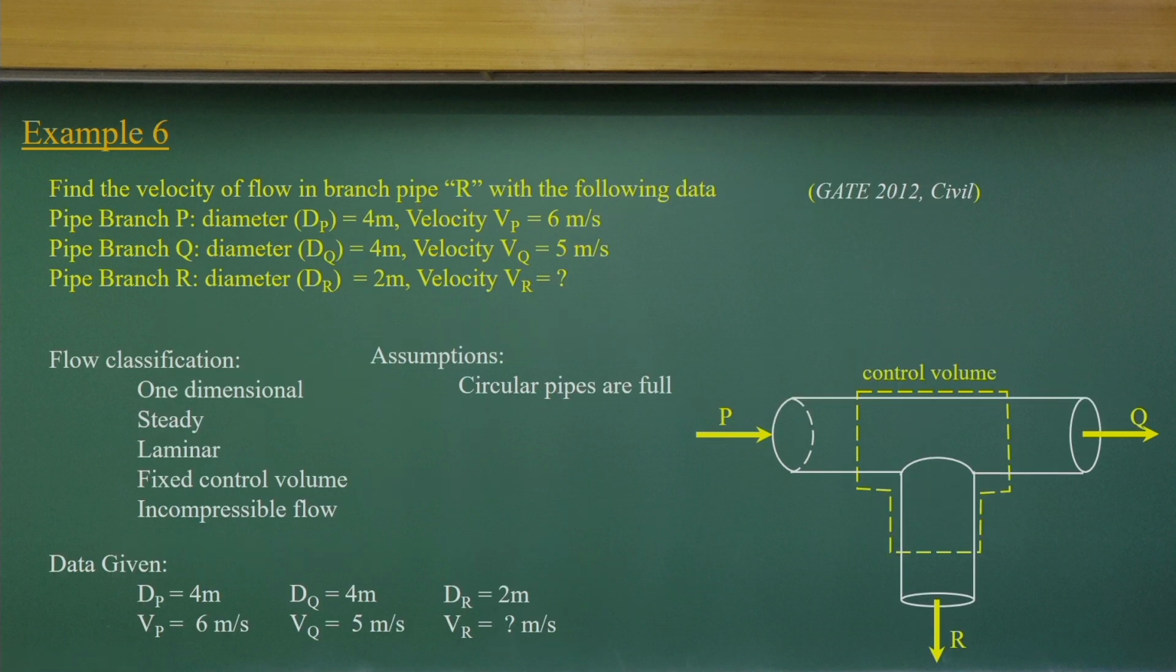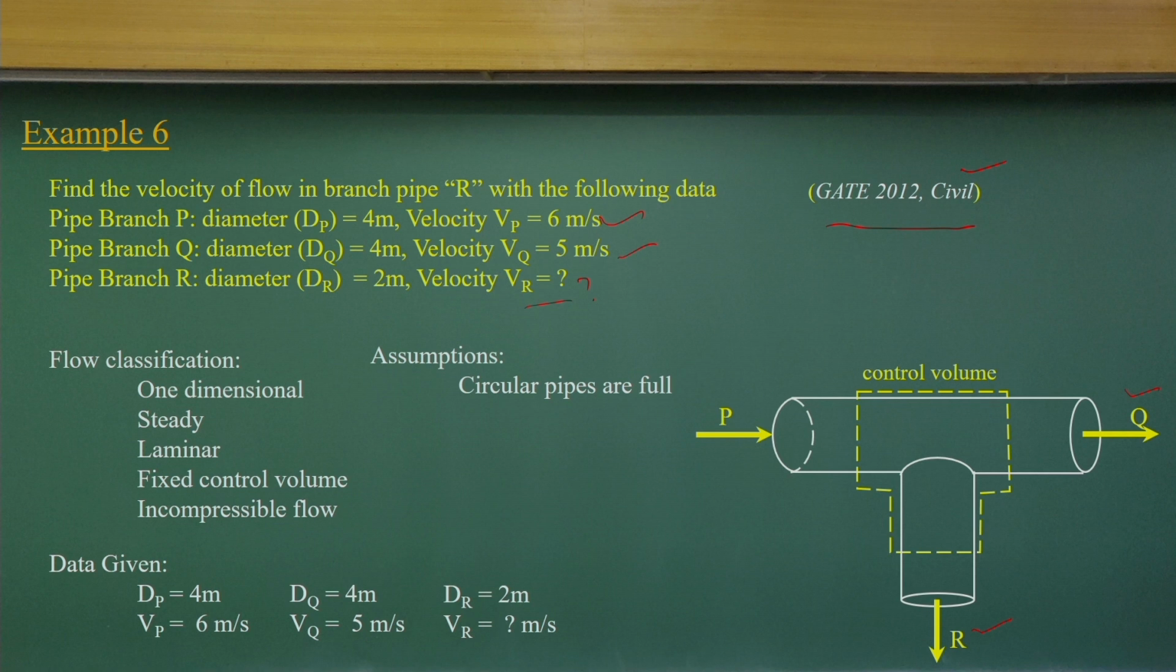Now, let us take another example, given in GATE 2012 civil engineering. It is a very simple problem like what is shown in these diagrams. There is a pipe and a joint, which is called a T joint. P is the inflow coming in, Q is going out from this, and R is going out from this. So, the pipe has branching P, Q, R, the diameters are given, the velocities at P and Q are given, and the velocity at R is to be estimated, which is a very simplified problem.